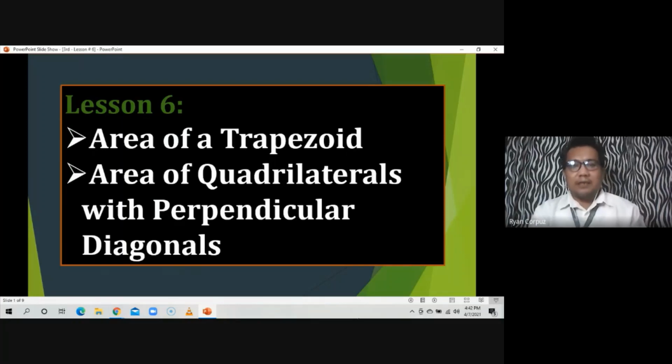So isa na lang naman na quadrilateral hindi pa natin na-encounter. Yun yung quadrilateral na tinatawag nating kite. So dito na natin siya ma-encounter because one characteristic of a kite is that it has perpendicular diagonals. So ma-encounter natin siya in this lesson. Again, what we are going to talk about here is about the area of a trapezoid and area of quadrilaterals with perpendicular diagonals.